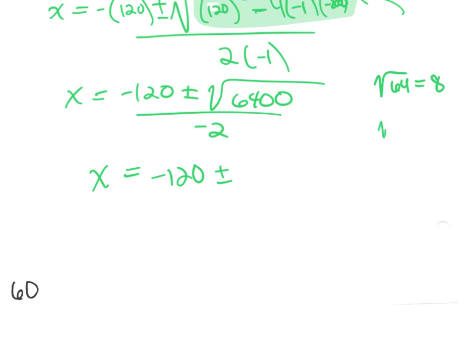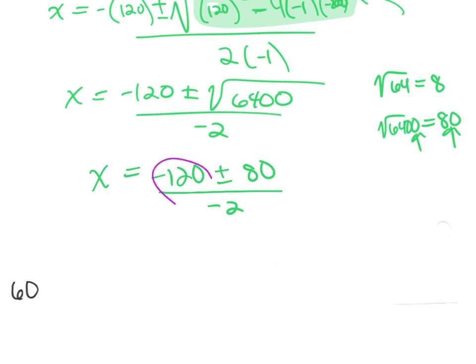So the square root of 6,400 is actually 80. All right, so we have plus or minus 80 all over, right? We just got that extra 0 here. So the square root of 6,400 is 80, and this is all over negative 2.